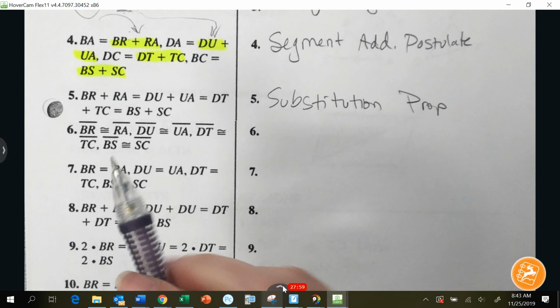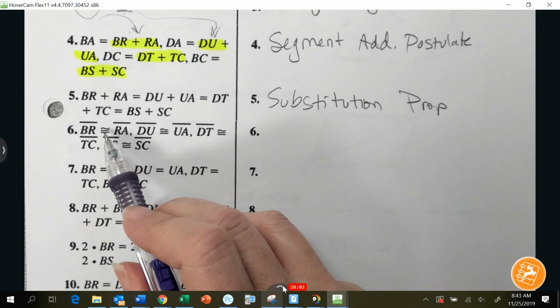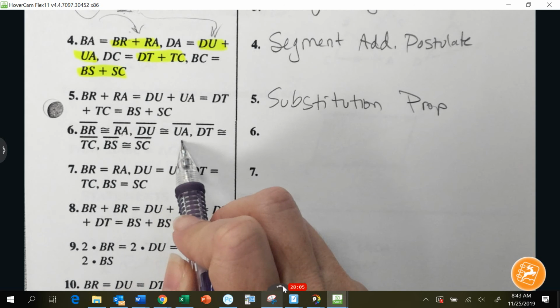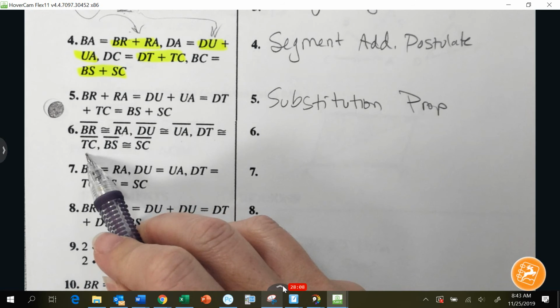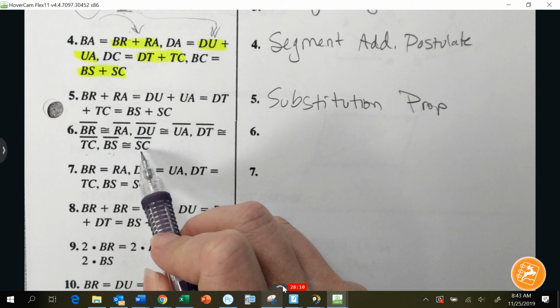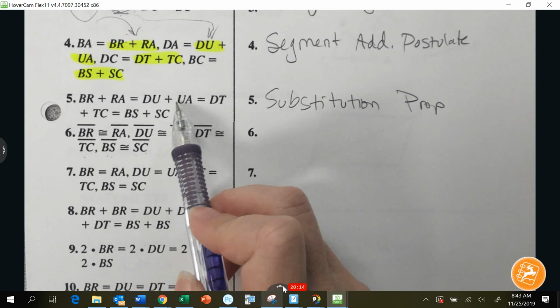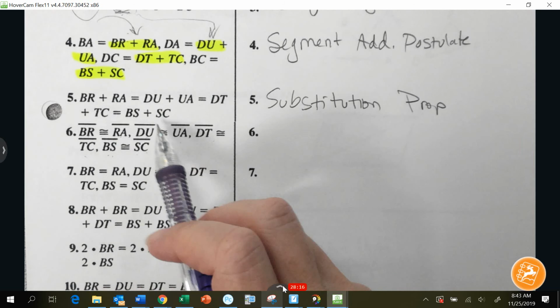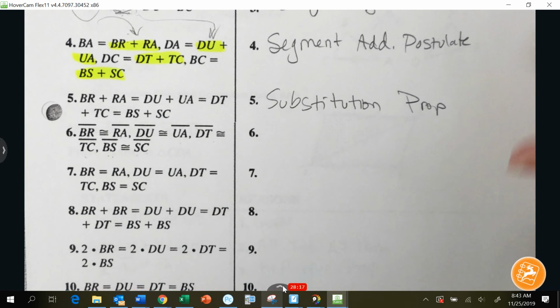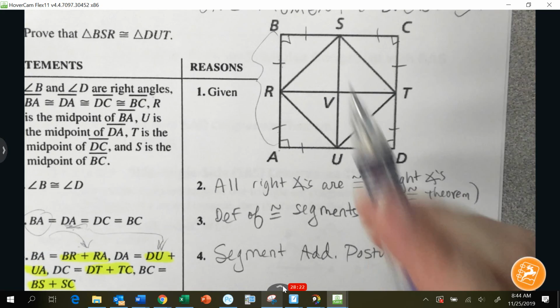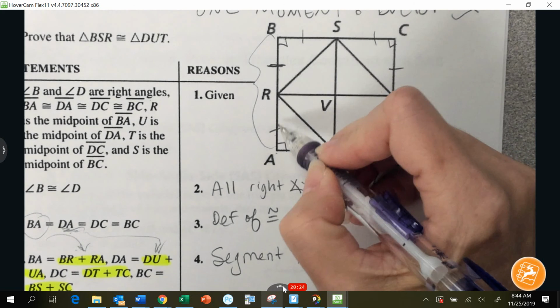Okay, the next one is saying that segment BR is congruent to RA, segment DU congruent to UA, segment DT congruent to TC, and segment BS congruent to SC. It's like all of the 2 segments above that were added are now congruent to each other. Or we can go to the picture, BR congruent to RA.